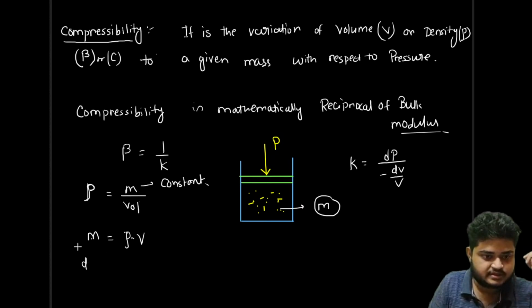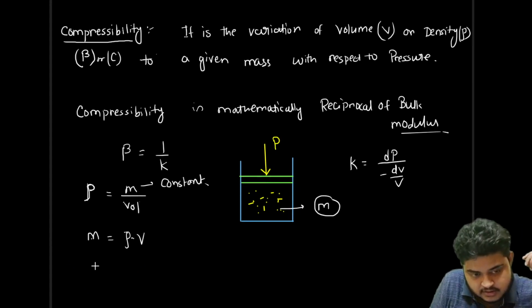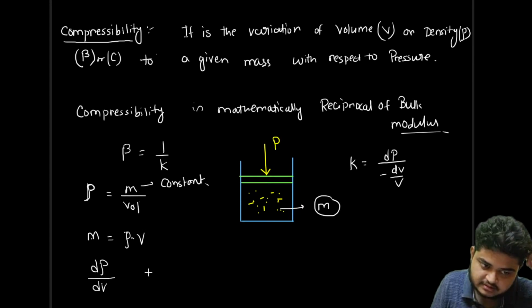So if we want to differentiate, what we can get here? Okay, wait a second. Okay, so d rho upon dV plus, oh, wait a second.